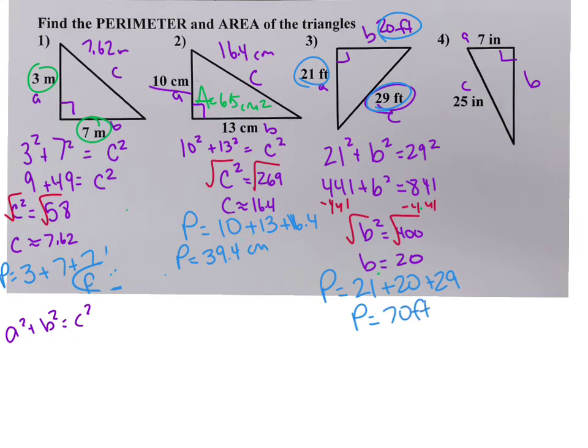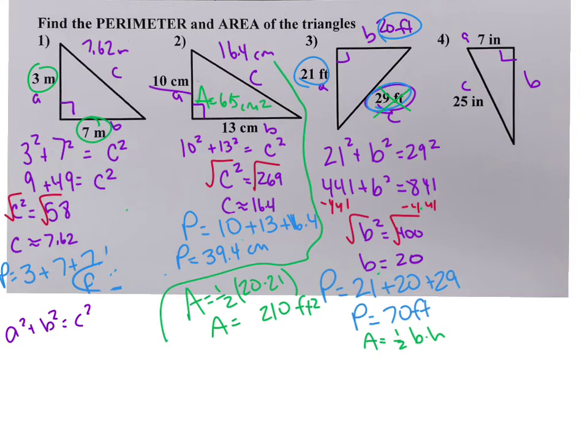Now my area still exists. My area is going to be 1/2 base times height. And the base, remember, 29 is the hypotenuse. It cannot be the base. So the base is either 21 or 20. It doesn't matter to me which one you use. So we'll say area equals 1/2. The base is 20 times 21. So I do 20 times 21. That gives me 420. I cut that in half to get 210. So my area is equal to 210. Remember, it is square feet. So that's it for 3.